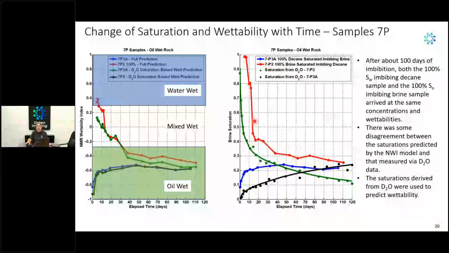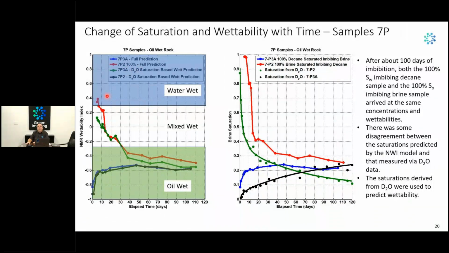On the left here is the wettability plotted as a function of time, and on the right, for the samples 7P3A and 7P2, is the corresponding saturation predicted from the models, in blue and red respectively for 7P3A and 7P2. So let's look at the wettability first.